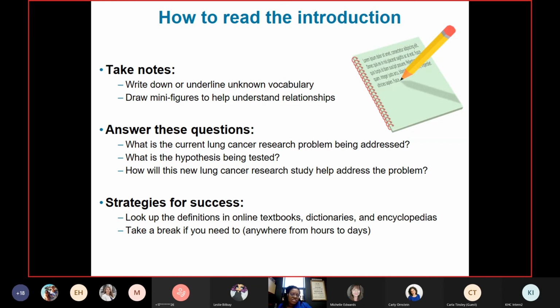What's the current lung cancer research problem being addressed in this article? And what is the hypothesis that they're trying to test? And how is this new research going to help address the problem?